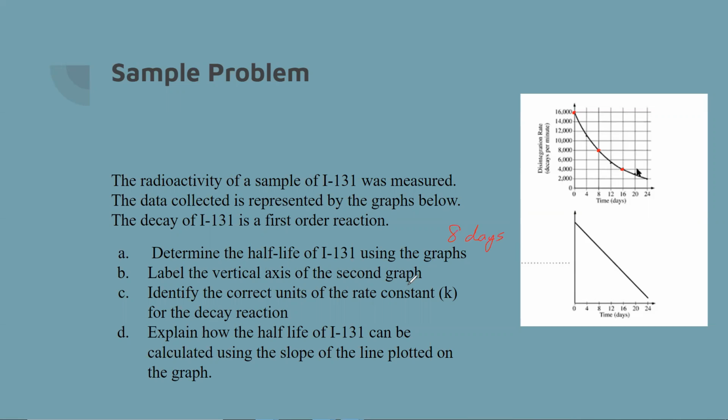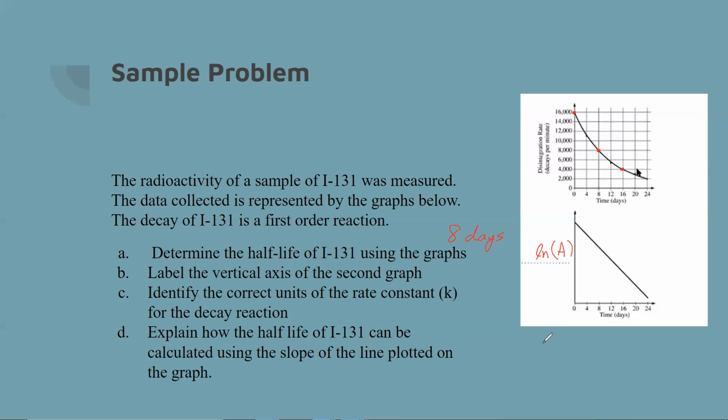Our second task is to label the vertical axis of the second graph. This is a straight line. Because A, the problem tells us it's a first order reaction, and B, radioactivity is a first order reaction, we know that straight line is going to occur for the natural log of your concentration. So our label for that axis would be the natural log of concentration of whatever it happens to be. In this case, it's the concentration of that isotope, but depending on the problem, that might be something different. Okay, so that's A and that's B.